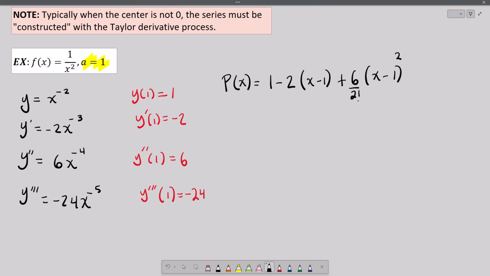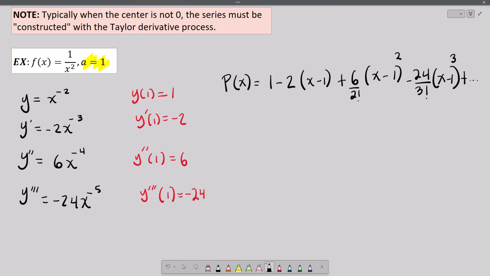And then our last term, negative 24 divided by 3 factorial, x minus 1 to the 3, and then plus dot dot dot. That's what tells me you understand it's a series and not a polynomial. Not a Taylor polynomial. So make sure you put the plus dot dot dot if you're asked for a Taylor series.